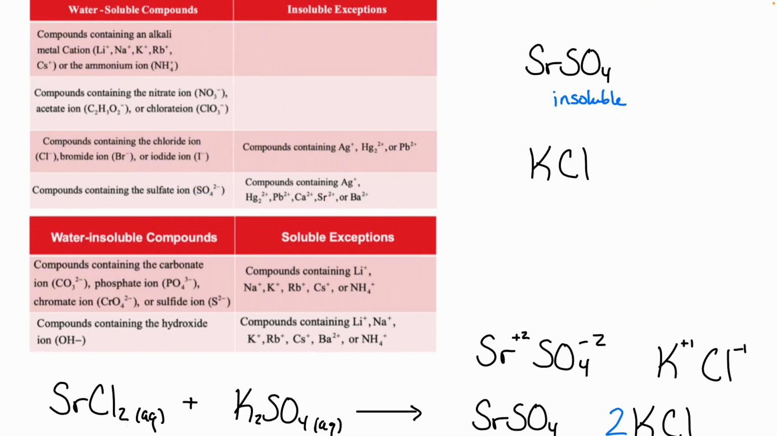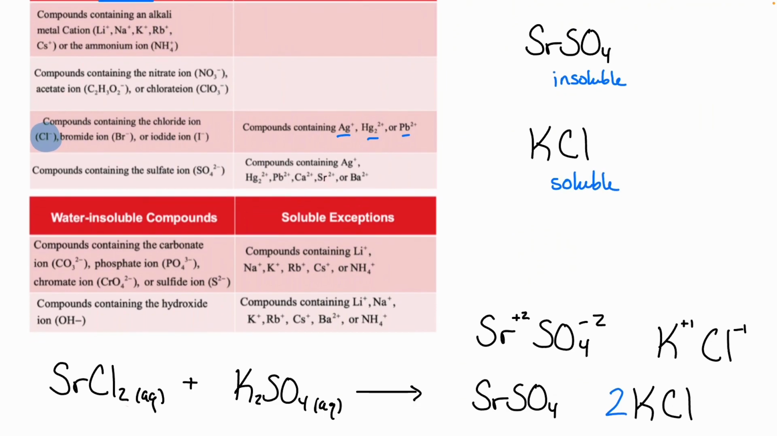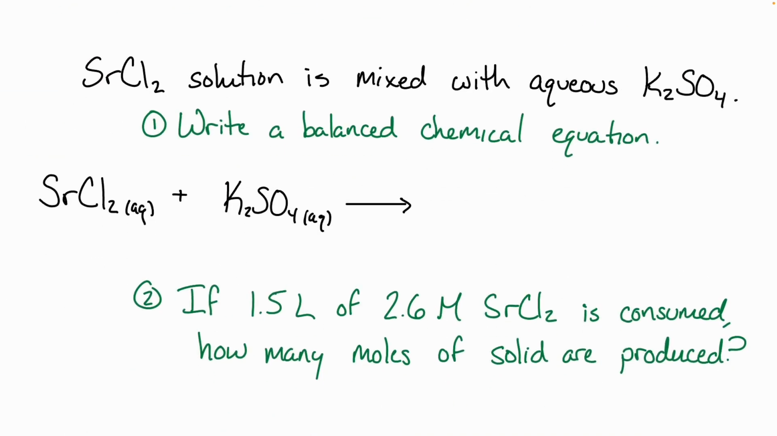If I look up my potassium chloride, I find my chloride on my table. And this says that most chlorides are soluble unless it's paired with silver, mercury, or lead. And this isn't silver, mercury, or lead, right? So this would be an example of a soluble compound. So then if I'm going to finish my balanced chemical equation here, I have my strontium sulfate with the S because it's a solid, and I have my 2 potassium chlorides with the AQ because it's aqueous.